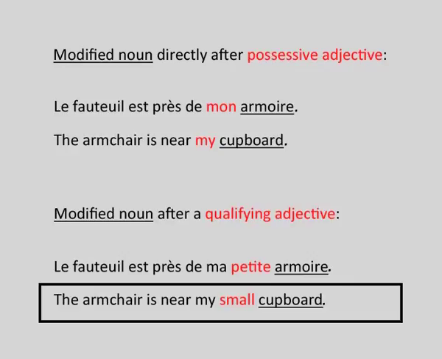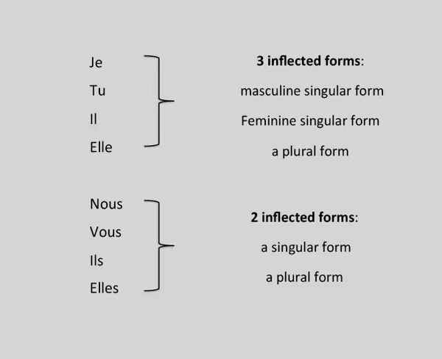near my small cupboard. The possessive adjectives that correspond to the first 4 persons of the singular form, that is je, tu, il, and elle, have 3 inflected forms: masculine singular, feminine singular, and 1 plural form. But the next 4 personal pronouns, that is nous, vous, il, and elle, have only 2 inflected forms, a singular form and a plural form.